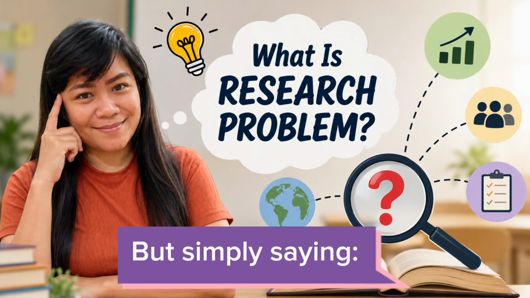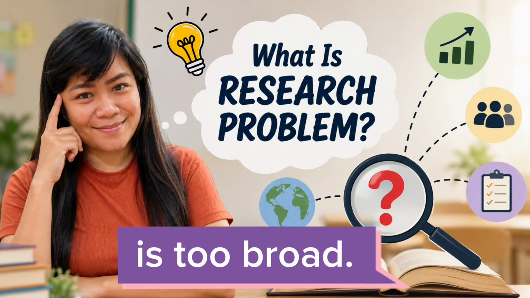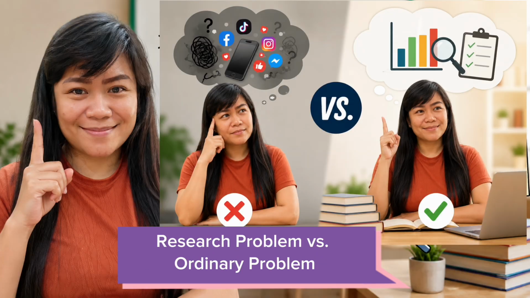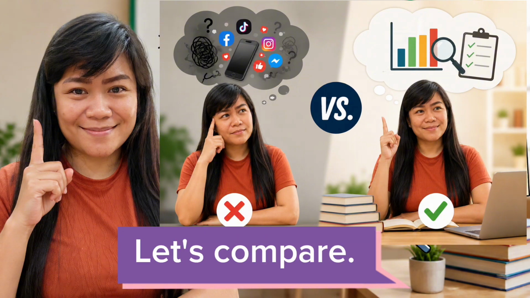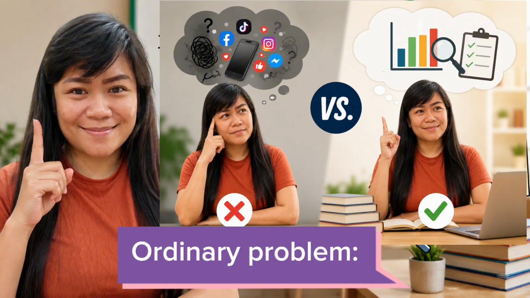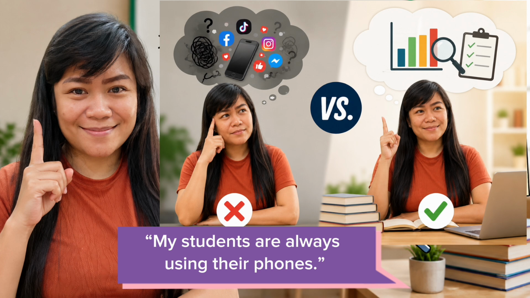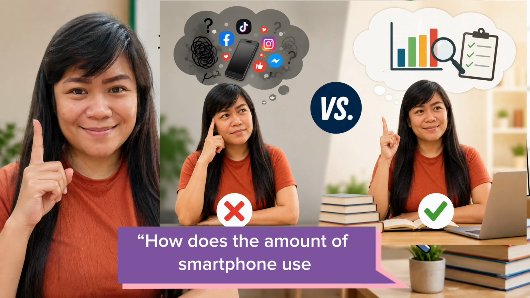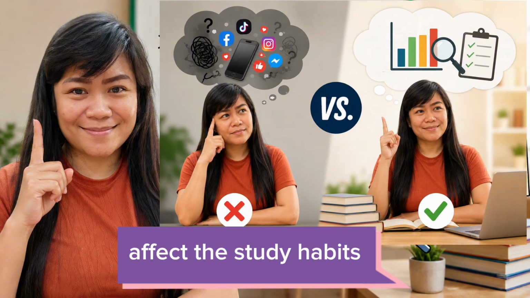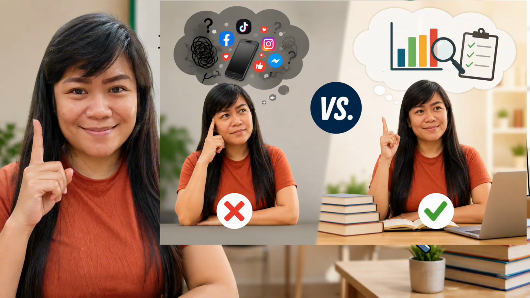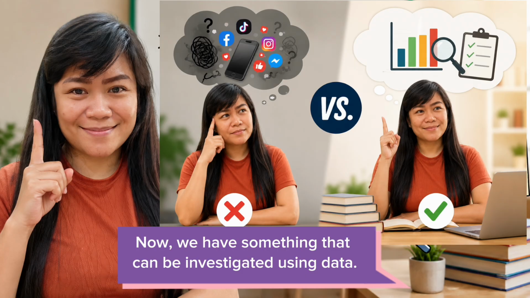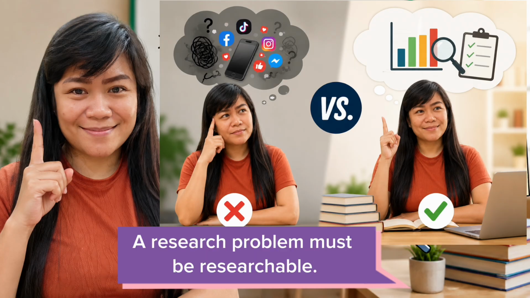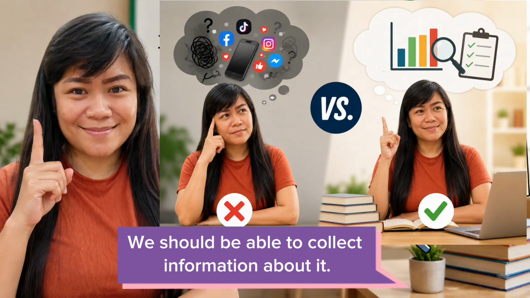But simply saying, students are not good at chemistry is too broad. We need to make it more specific and researchable. Research problem versus ordinary problem. Let's compare. Ordinary problem: my students are always using their phones. That is an observation or concern. Research problem: how does the amount of smartphone use affect the study habits of junior high school students? Now we have something that can be investigated using data. Remember, a research problem must be researchable. We should be able to collect information about it.